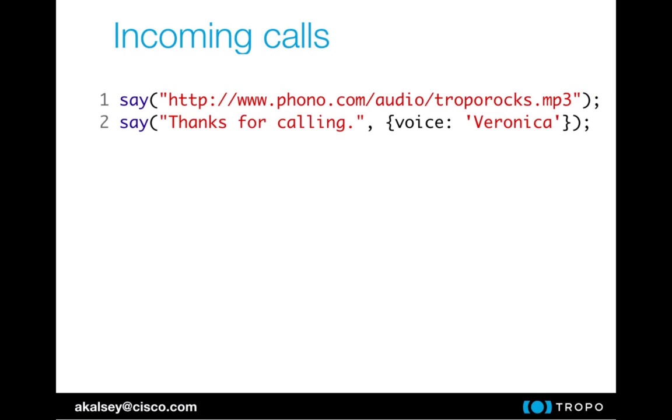So the code, the first line, says a URL. It downloaded that MP3 file. The MP3 file consisted of a guitar riff, some drums, and then somebody saying Tropo rocks. And then thanks for calling using the voice Veronica.